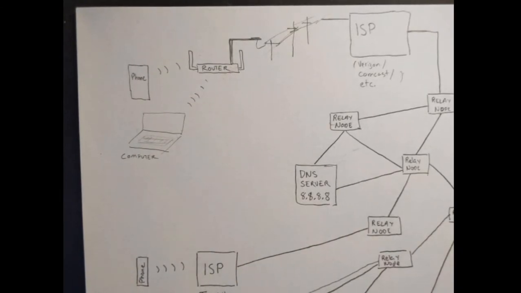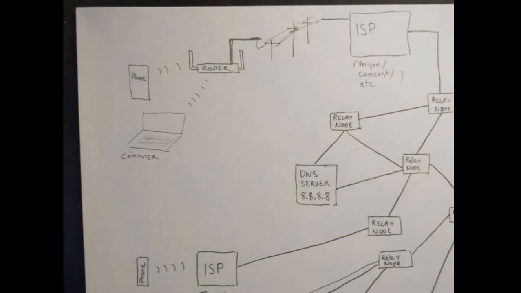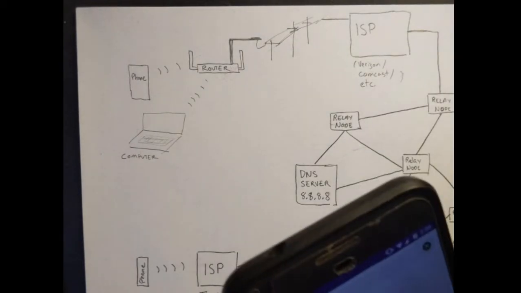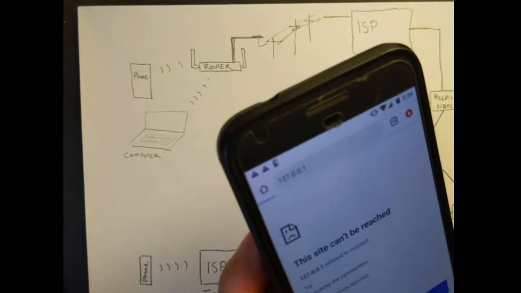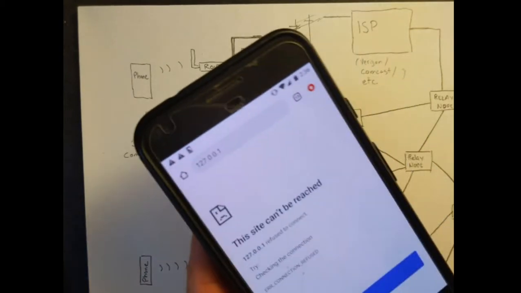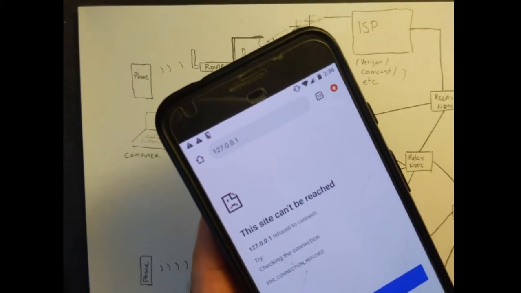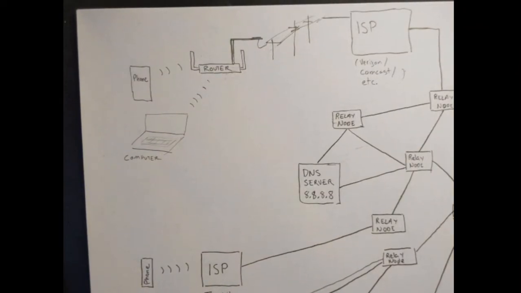So if I were to bring up my phone right now and try to type, take the weather off, but I'm going to go over here to 127.0.0.1. So you can't really see this, but I'm hitting enter over here. This site cannot be reached, okay? I don't have a web server running on my phone, so that makes sense that 127.0.0.1 can't be reached.